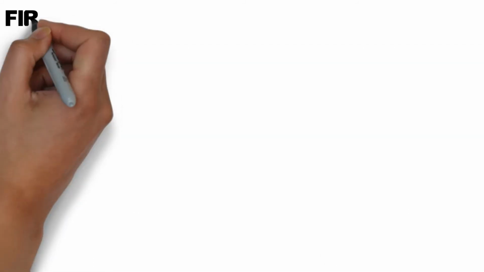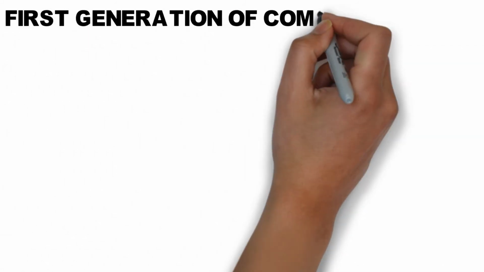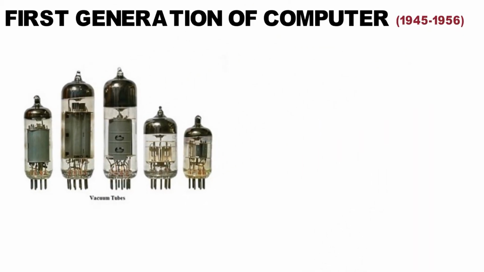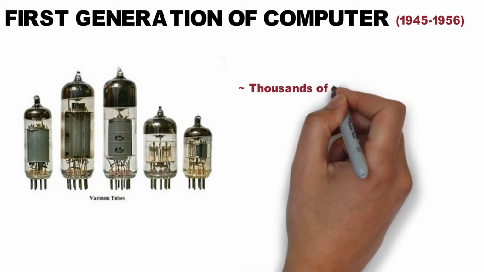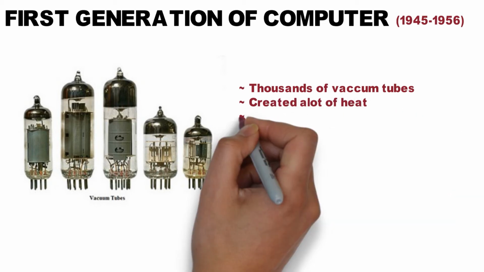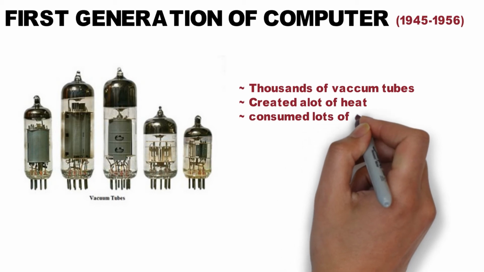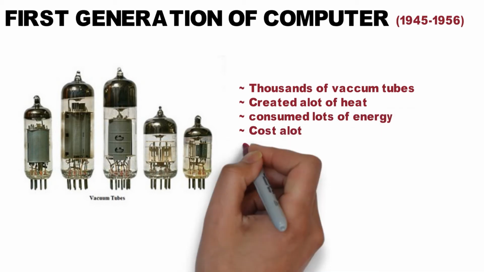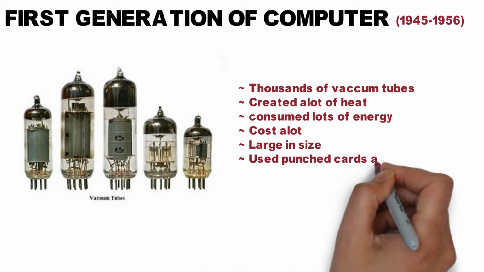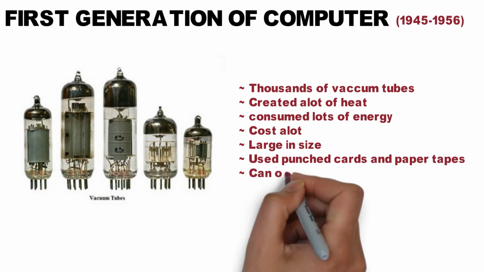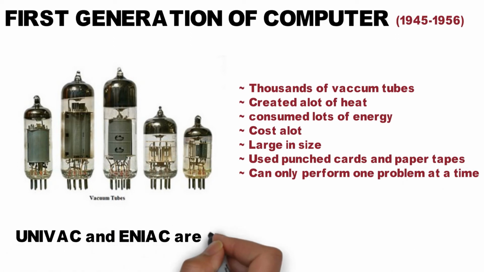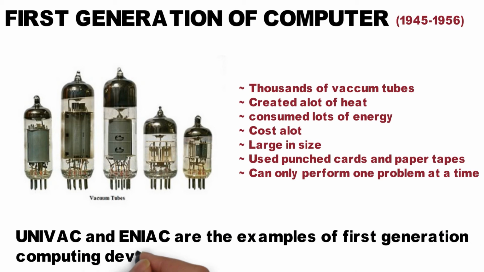We had the first generation of computer between 1945 to 1956, which uses thousands of vacuum tubes, due to which it created a lot of heat and consumed a lot of electricity. These computers were larger in size and cost a lot of money. Punch cards and paper tapes were used to program it in machine language. However, to perform operations, they could only solve one problem at a time, due to which it takes days or even weeks to set up a new problem. The UNIVAC and ENIAC are the examples of first-generation computing devices.